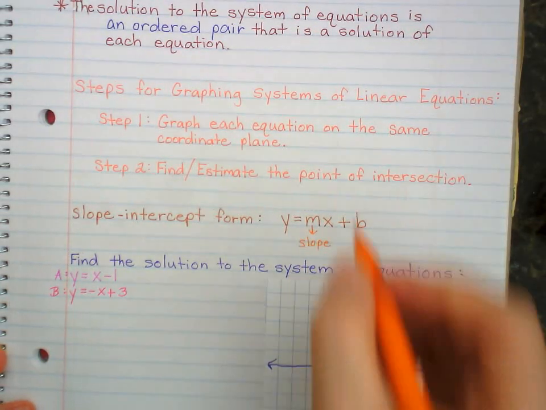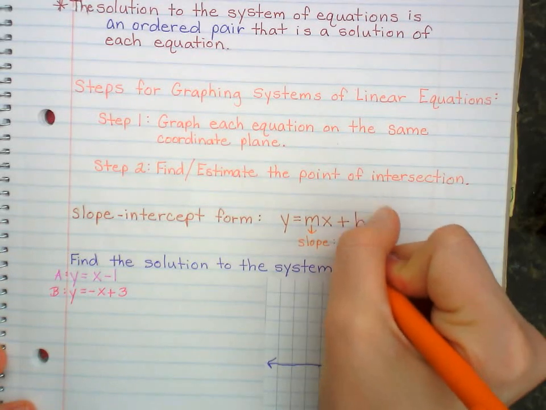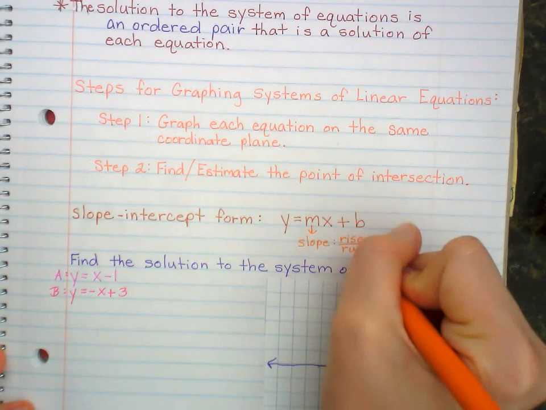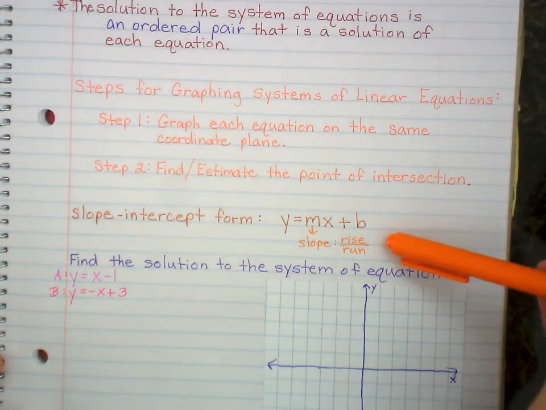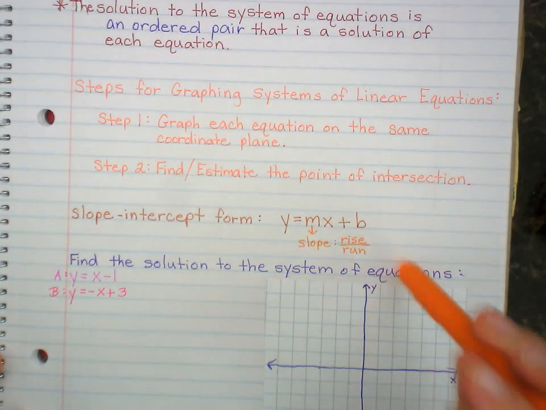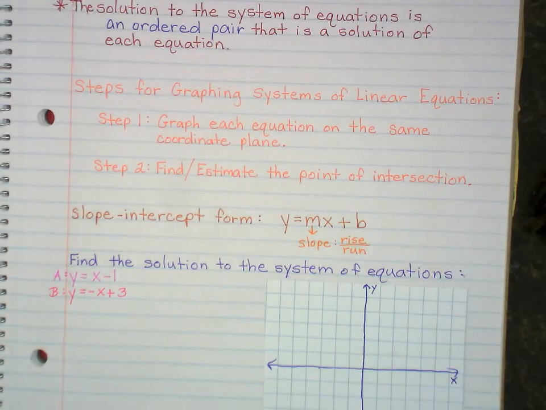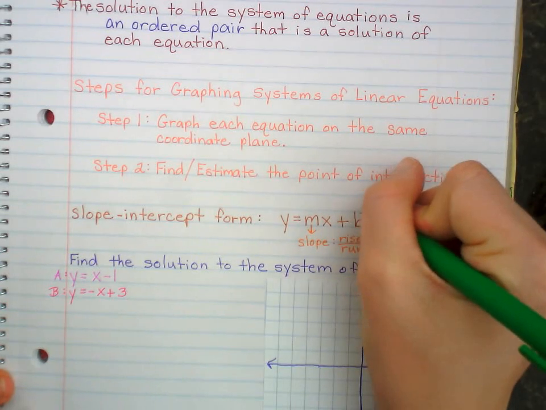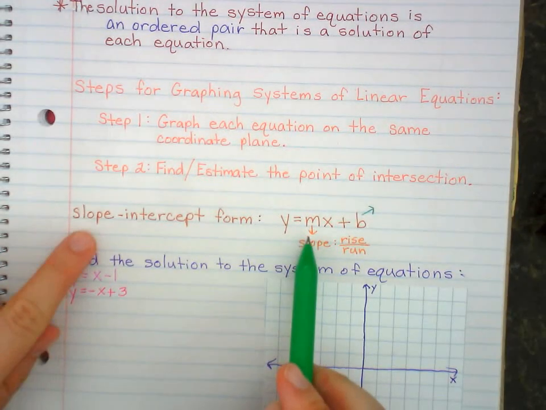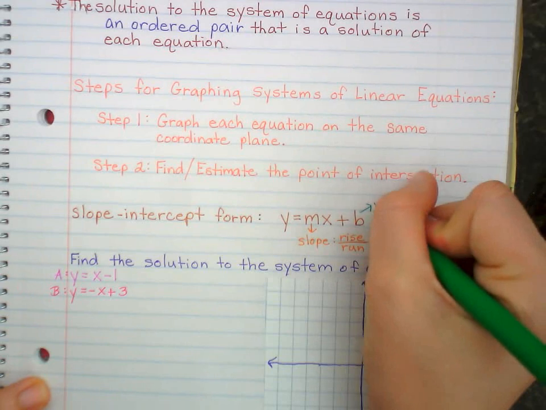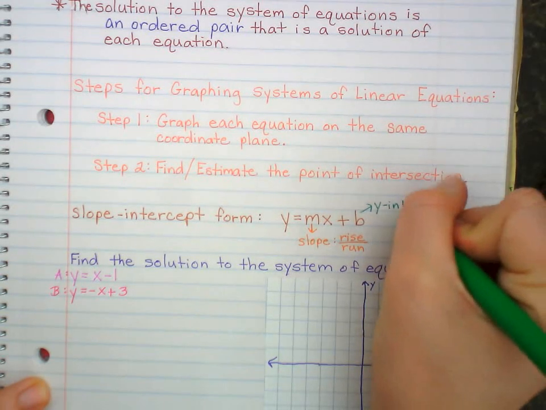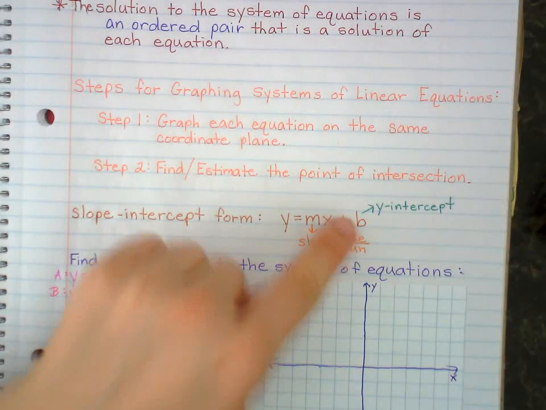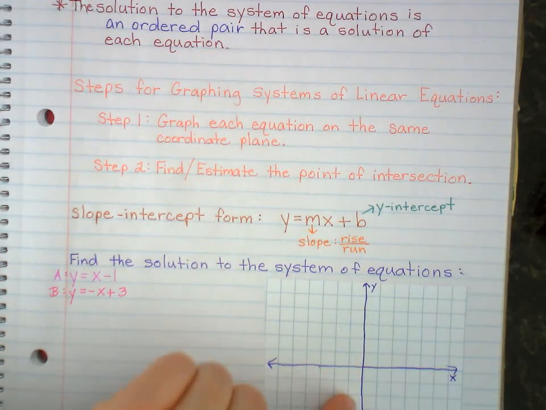And remember, slope is rise over run. You rise, you go up or down, the change in y, over run, the change in x, left and right. Okay? And then b, well, m was our slope, so b is the y-intercept. It's where it goes through the y-axis. So b is when we're on the y-axis.